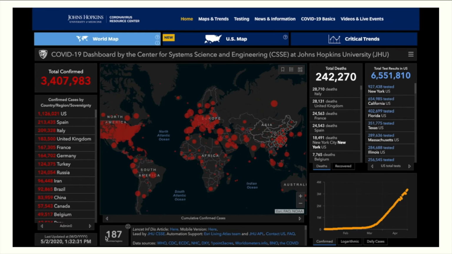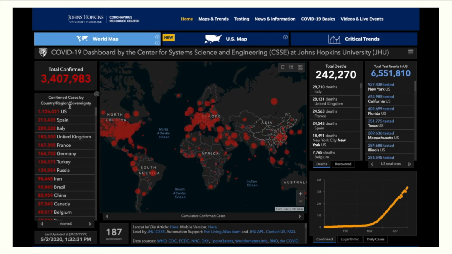So we have a total of 187 countries that are affected by the pandemic, and our total count of confirmed cases is at 3,407,983 positive cases throughout the world, and our total death count is 242,270, and that's worldwide as well. And we can see over here on the left hand side that the top 5 countries that have the most cases are the United States, Spain, Italy, the United Kingdom, and France.